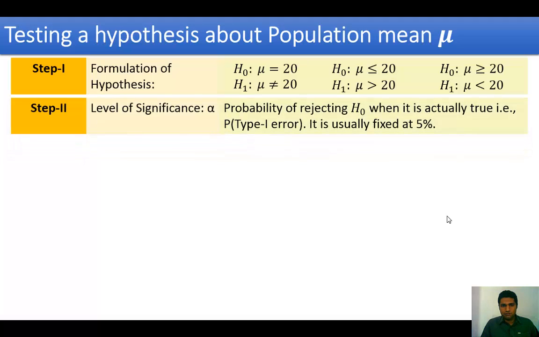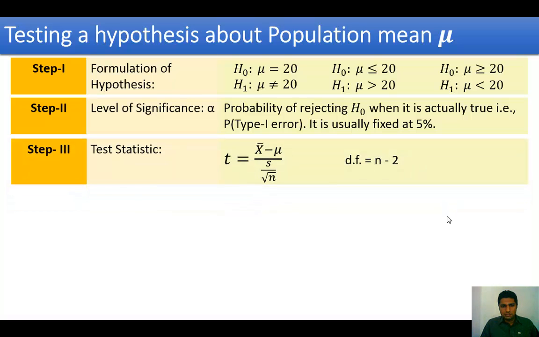Now let's move on to the second step. It is the level of significance, and this we will call the probability of rejecting H naught when it is actually true, or we can say that it is the probability of type 1 error. Usually it is fixed at 5%, but it may be given, it may be according to your objective as well.